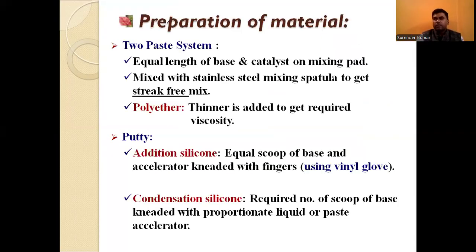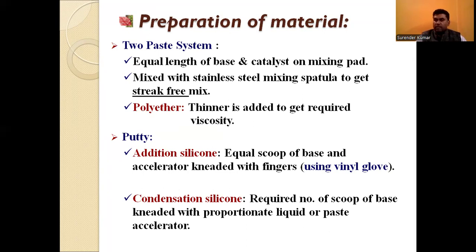So first, preparation of the material. So two-phase system. In the two-phase system, equal amount of base and catalyst is used, squeezed on the mixing pad, and then with the help of a stainless steel mixing spatula, you mix it in a circular motion until a streak-free mix is obtained. Polyether. In the polyether, thinners can be added to reduce the viscosity.